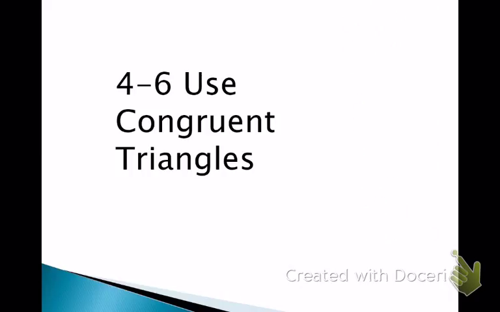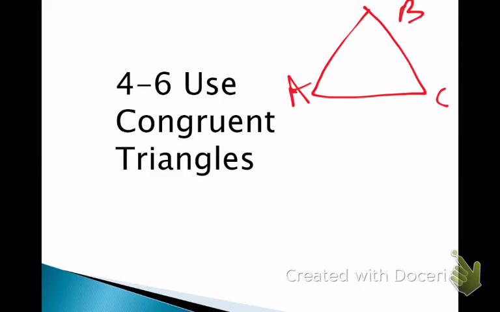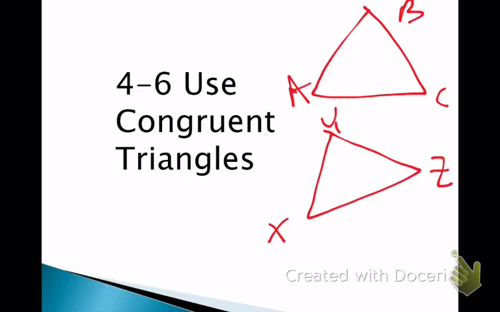Well, let me ask you this. What if we had triangle ABC and triangle XYZ, and I told you that AB and YZ were congruent, and I told you that angle B and angle Z were congruent, and I told you that segment BC and segment XZ were congruent. What would you know about those two triangles?